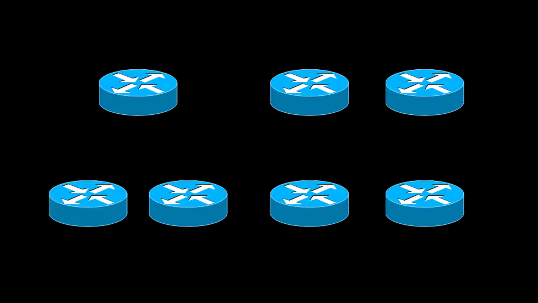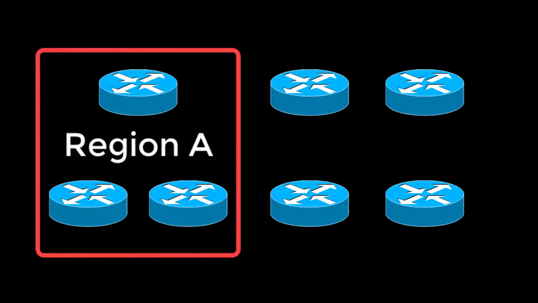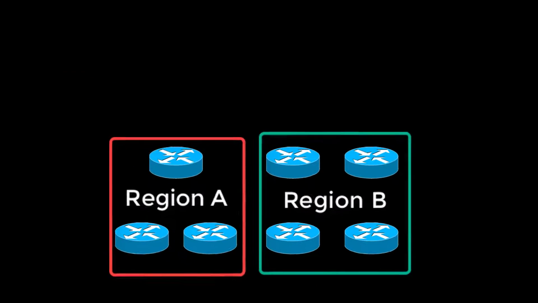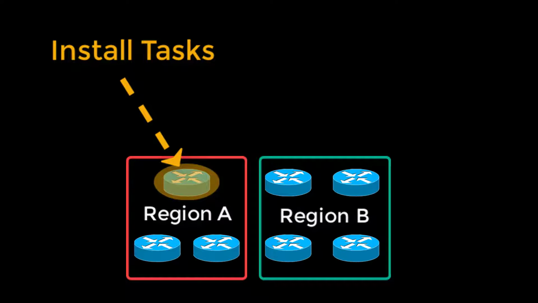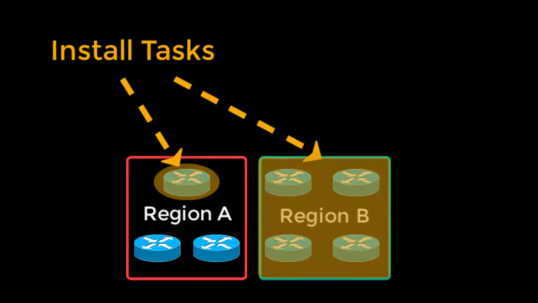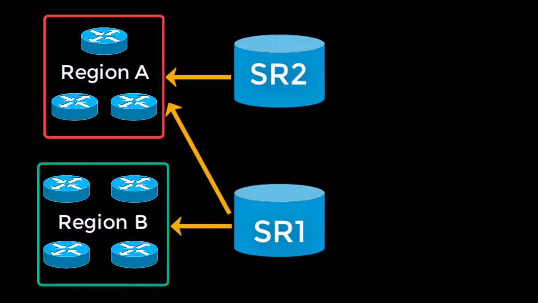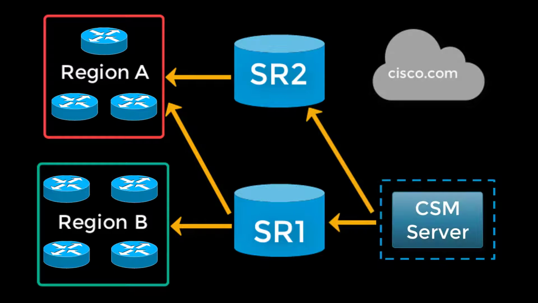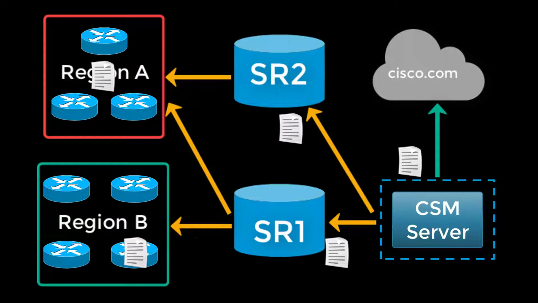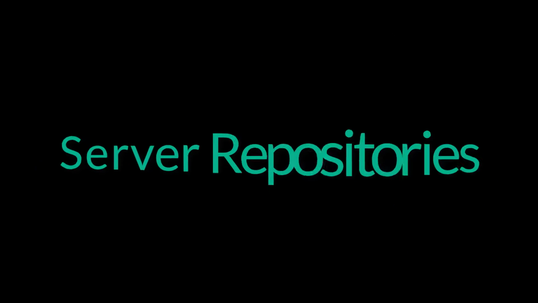Managed hosts on CSM Server are assigned to regions or user-defined groupings. Install tasks can be scheduled on an individual host or hosts that belong to the same logical group. Regions are mapped to multiple server repositories. Server repositories are remote servers that are reachable by CSM Server and managed hosts, and will store downloaded software to be installed on the managed hosts. All hosts from the same region share the same set of server repositories.